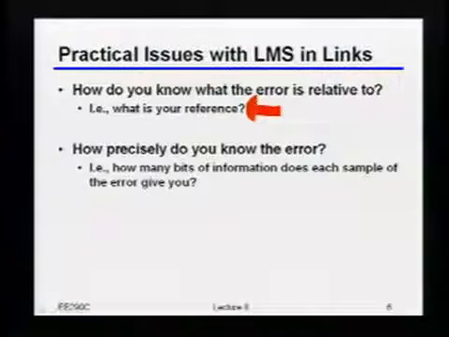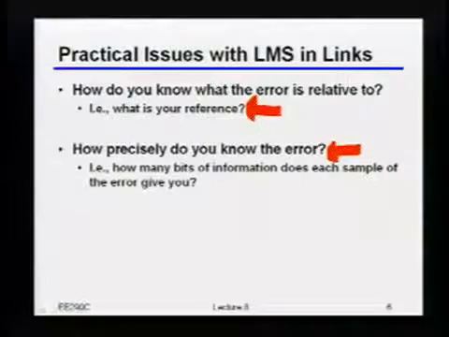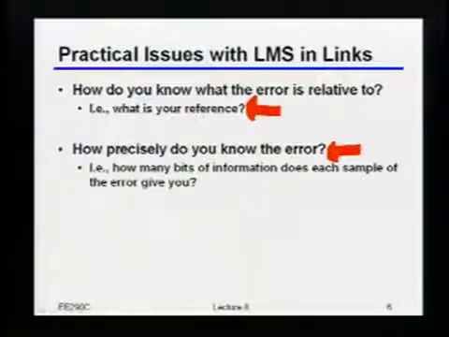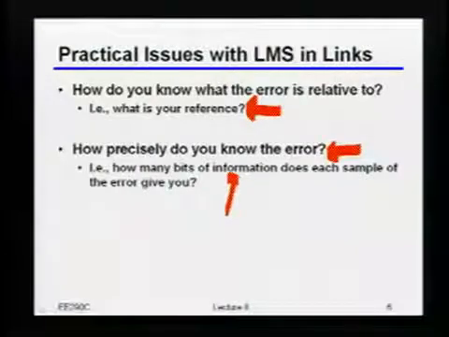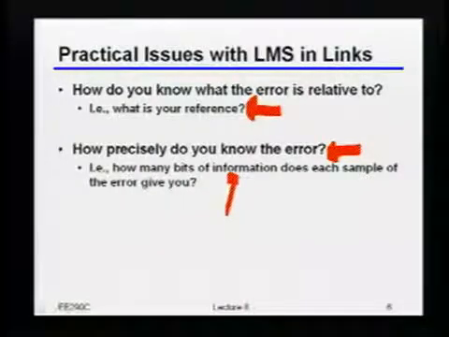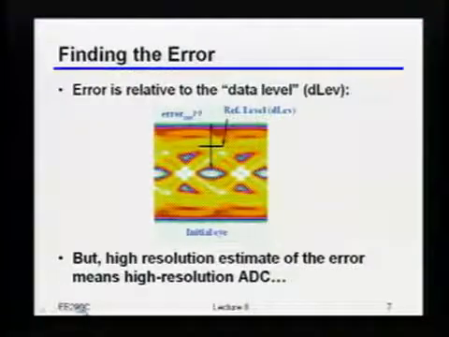The second issue, which is very relevant to links, is, even if I find a way to get a reference, how precisely do I really know the error? In other words, can I measure it with infinite precision, or am I actually going to do something much more coarse than that? And if I do something much more coarse, is that going to screw up my whole solution? I'm saying this another way: how many bits of information do you actually have about each one of the error samples? In fact, how many bits of information do I even have about my analog input into the equalizer? I'll get into that in one second.